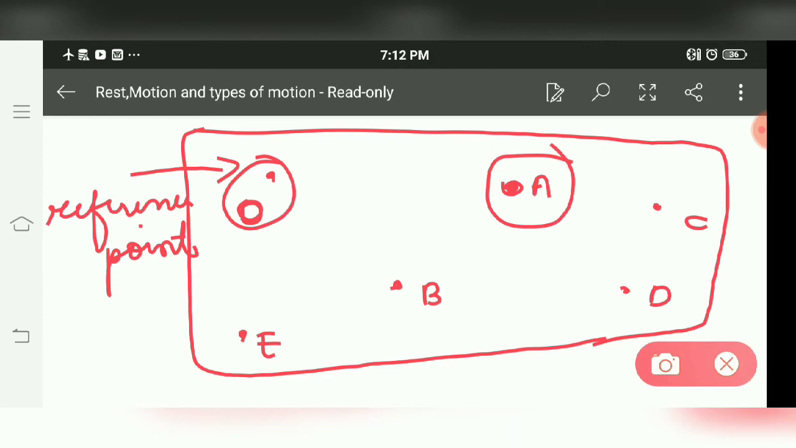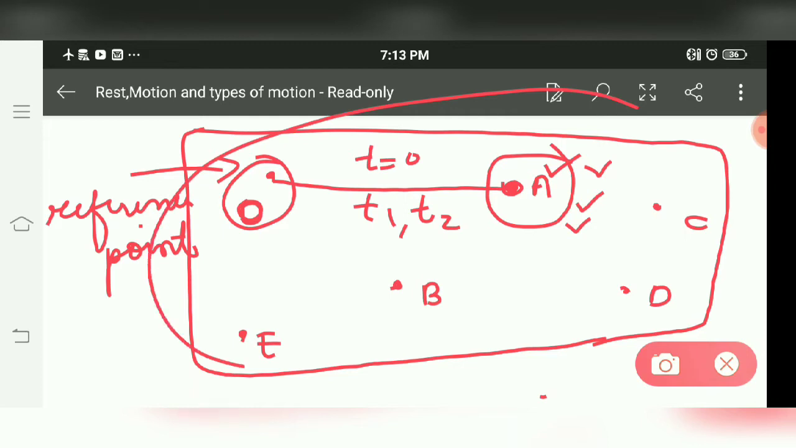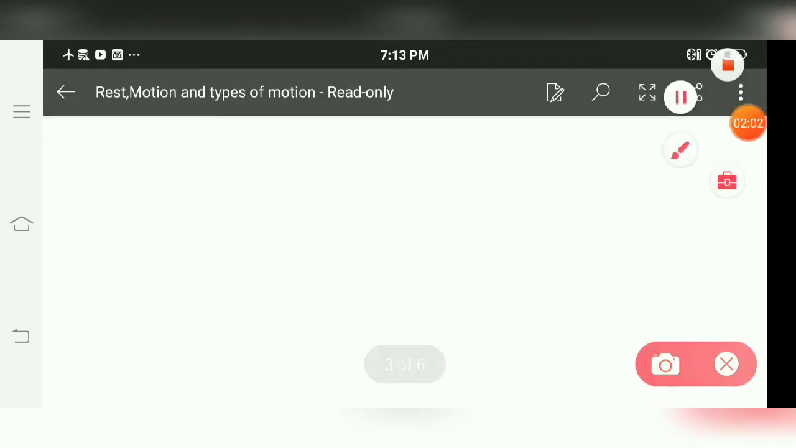Now, initially suppose at time t equals 0, A is at this position. Now suppose at time t equals t1, A is again at this position. Now at time t2, the position of A is going to be the same. Now with respect to the reference point, the position of A remains the same for all the time intervals. Then we can say A is at rest according to its surrounding.